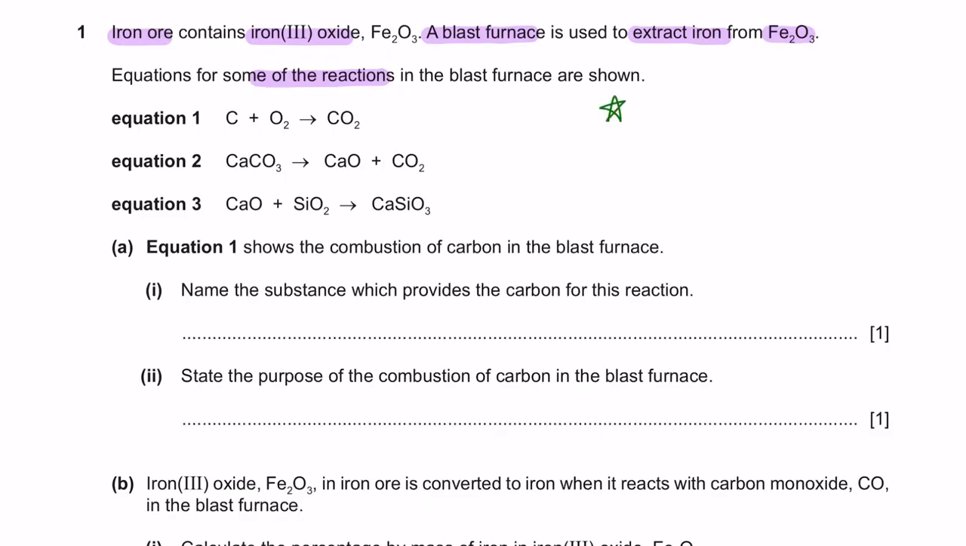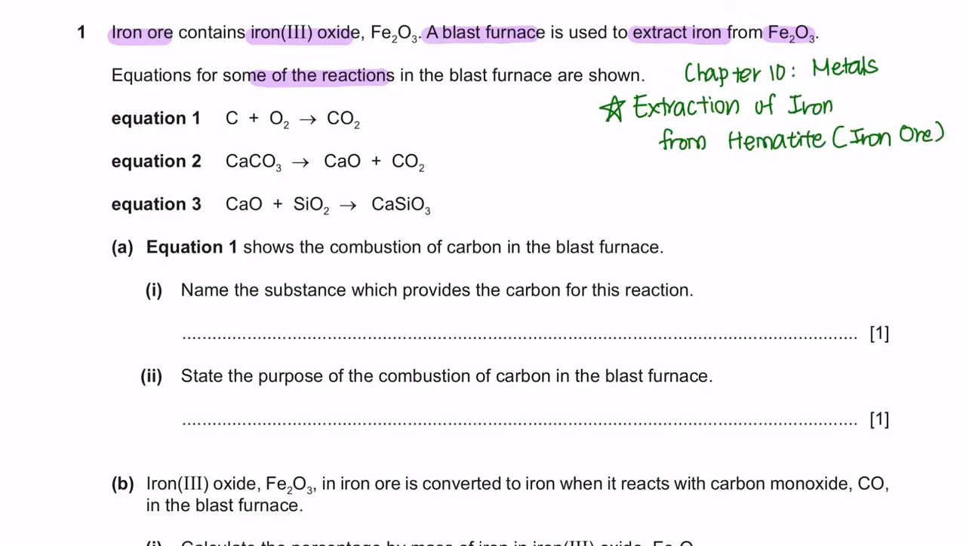This is a question from Chapter 10, The Extraction of Iron from Hematite. Hematite is the iron ore, and we are trying to extract or remove iron from this ore. This is usually done in the blast furnace, whereby we will use carbon as a more reactive metal to displace iron. Question A. Equation 1 shows the combustion of carbon in the blast furnace.